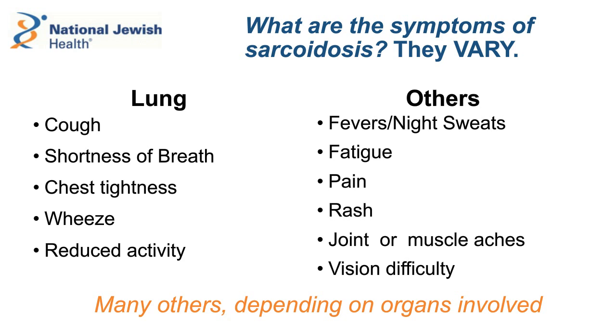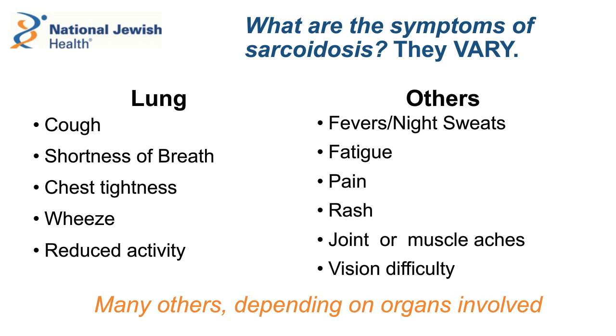So people often say, well, what are the symptoms of sarcoidosis? And really they vary, and they vary based on those organs that are involved, as you just highlighted for us. Now, the lung, because it's most common, is the one we often talk about, and we'll spend a little bit more time on the lung in our webinar today. So cough, shortness of breath, chest tightness, wheezing, and reduced ability to do some of the normal things that require more exertion, for example, are often symptoms.